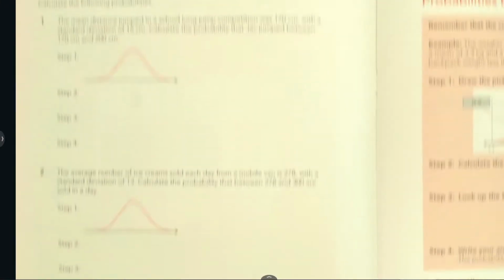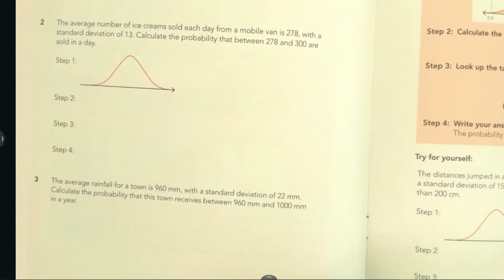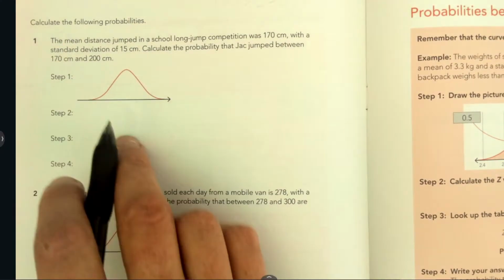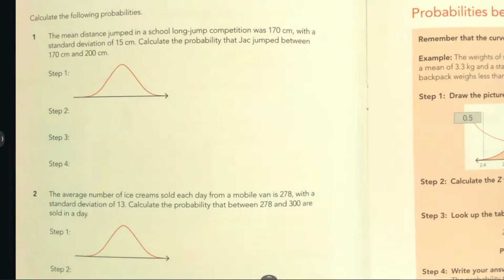Kia ora. We're having a look at page 22. I should probably stop showing you that and just take the fact that you probably believe me. We're looking at page 22 of our Walkermaths books, so I'm just going to do a walkthrough.